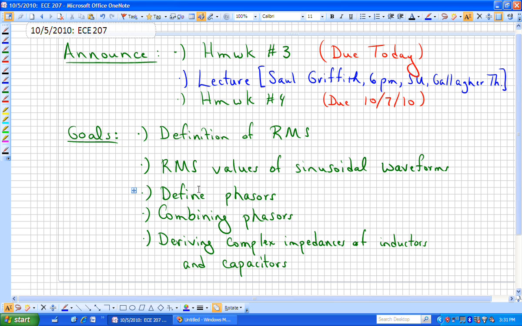We will begin today by defining RMS, root mean square, which we finished up with on the lecture that hopefully you watched before this class. We'll look at what the RMS value of a sinusoid is. I'll just give you that. It's actually in the book as far as the derivation. You should be able to follow that along. We'll then define phasors, look at combining phasors, and then go on to deriving complex impedances for inductors and capacitors.